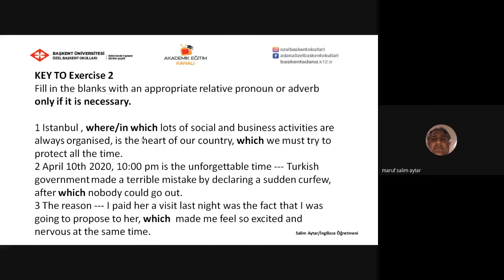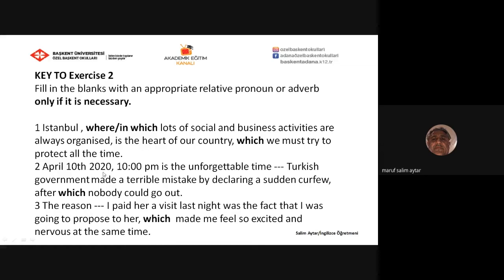Istanbul, where or in which, okay? They both refer to a place, to Istanbul actually. Istanbul, where lots of social and business activities are always organized, is the heart of our country, which we must try to protect all the time, okay? This refers to the sentence given here.